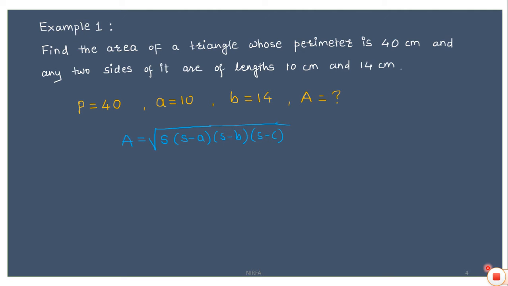Can we have any expression which connects a bridge between perimeter and sides of a triangle? I think it is a formula of perimeter. Using this formula, we can calculate the value of C, which is our third side. Now all the components which are essential to use Heron's formula are with us. Using Heron's formula, we can calculate the area.